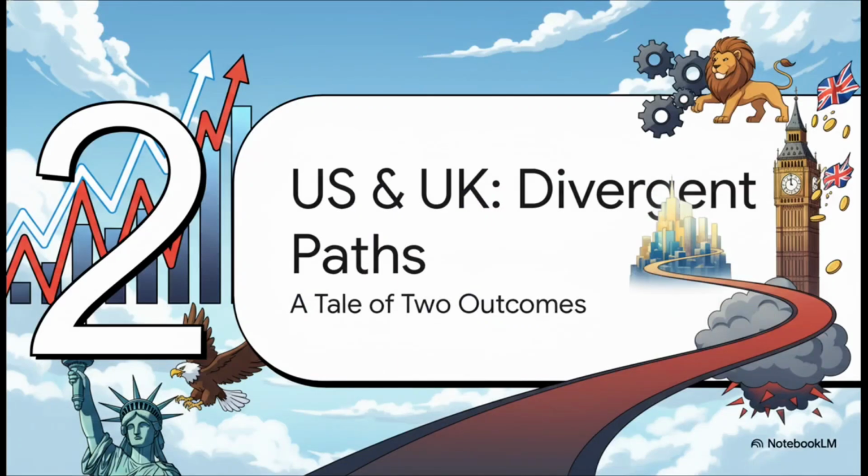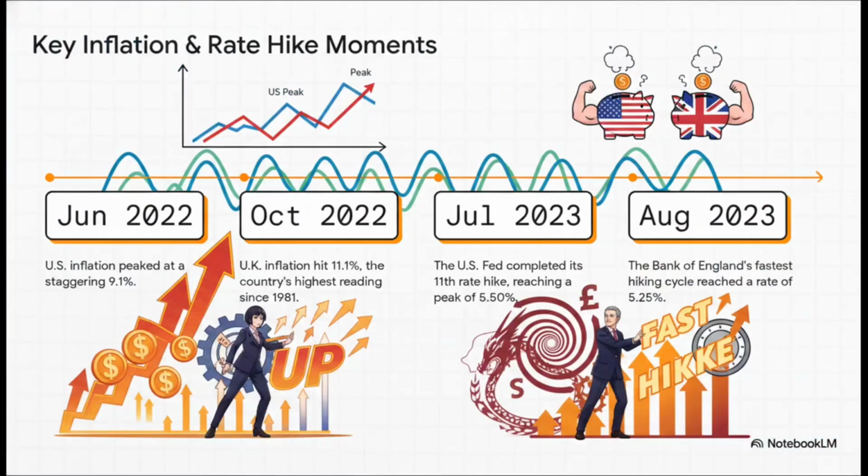So how did this balancing act actually play out? Well, let's compare two major developed economies, the United States and the United Kingdom. They were both hit by the same storm, but they navigated it very differently, and that led to completely different results. This timeline really shows you how aggressive the response was.